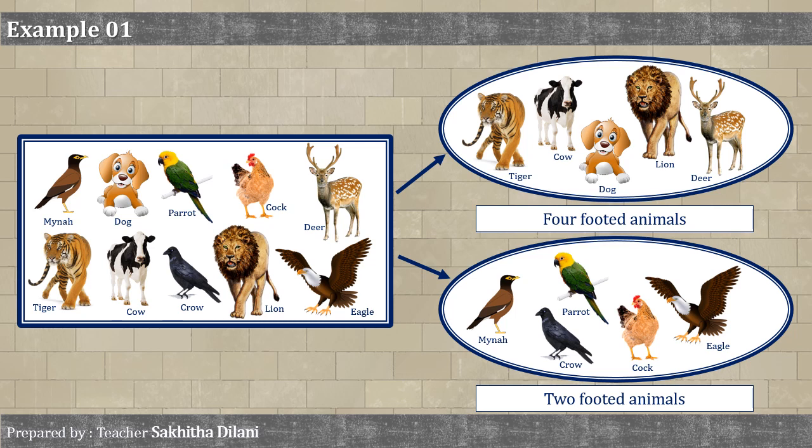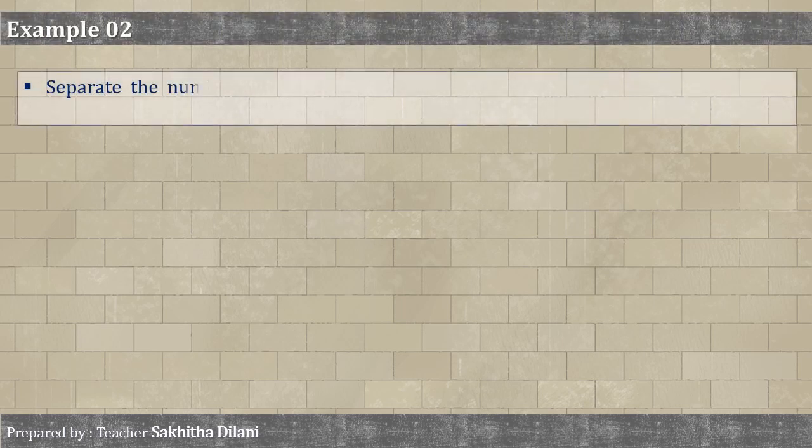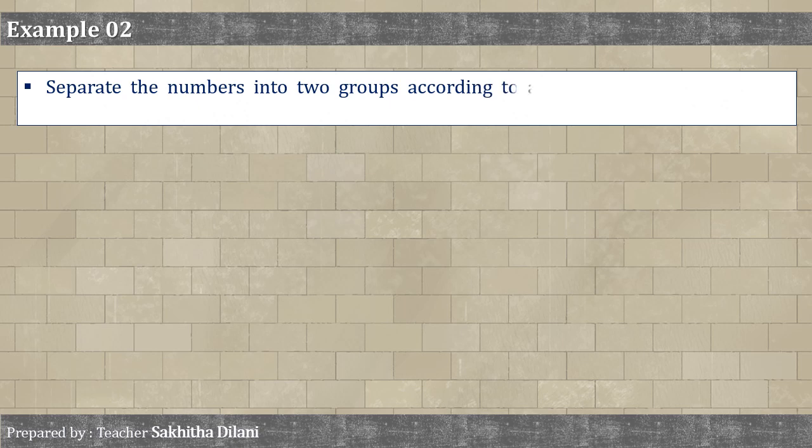These animals can also be grouped into 3 groups named herbivorous, carnivorous, omnivorous based on what they eat. You may have learned them in science. Now let's see another example. Separate the numbers into 2 groups according to a common characteristic and name each group.